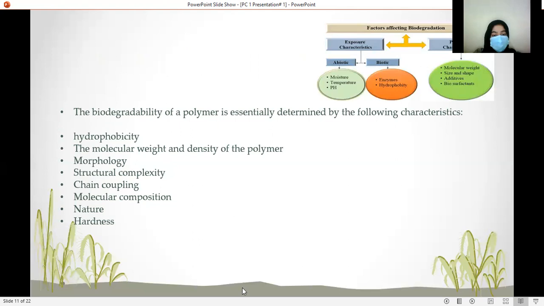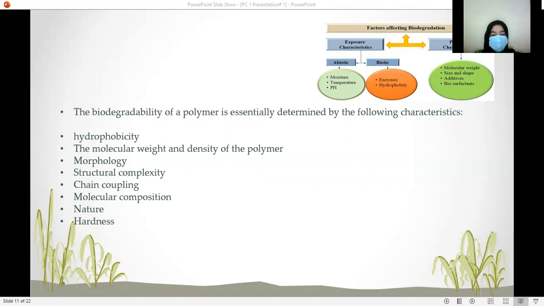The first one is hydrophobicity. The availability of functional groups that increase hydrophobicity. Hydrophilic degradation is faster than the hydrophobic, as we know. The second one is molecular weight and density of the polymer. Lower degrades faster than the higher one. The third one is the morphology of polymer plastic. They depend on the amount of the crystalline and amorphous regions. Amorphous degrades faster than the crystalline.